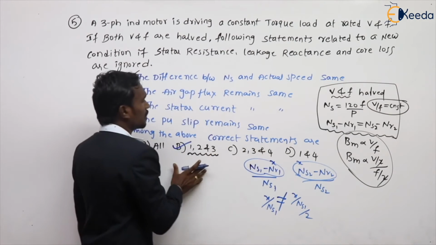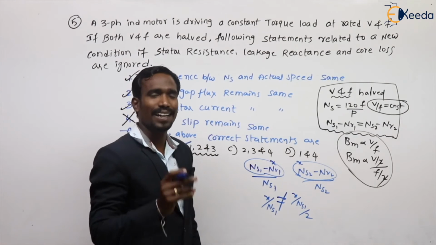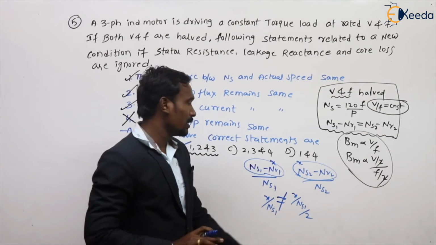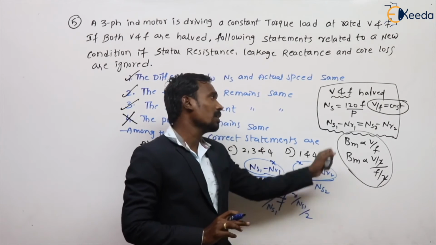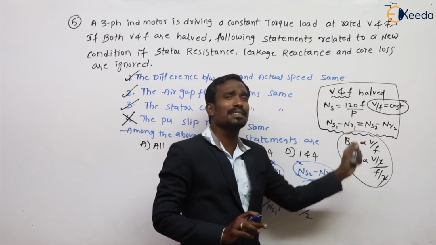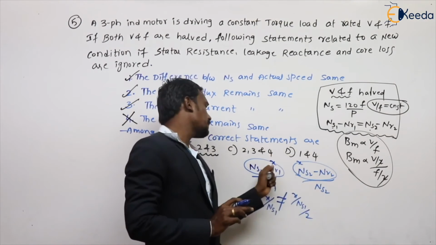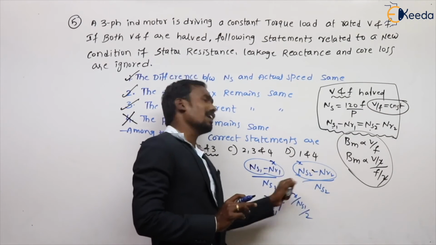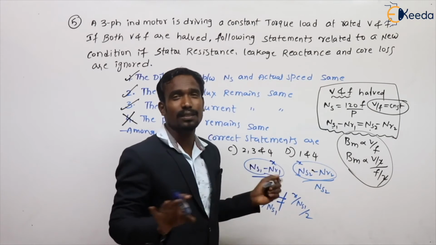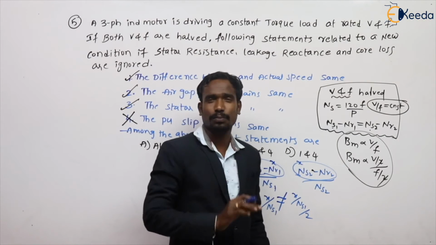This is generally a question on synchronous speed and slip. A theoretical question, a very important concept. Here the per unit slips are not the same, because the slip speeds are the same, but the synchronous speeds are not the same. Slip speeds are the same, but synchronous speeds are not the same. Hence the per unit slips are also not the same. This is the question on the theory of synchronous speed.